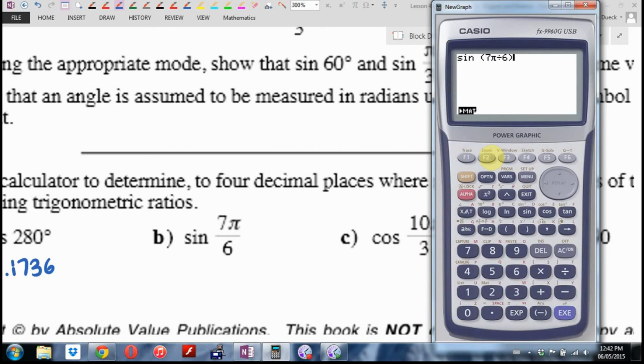Now, if I do it, there's the correct answer, -0.5. See if you can get that. The sine of 7 pi by 6 radians is negative 0.5.